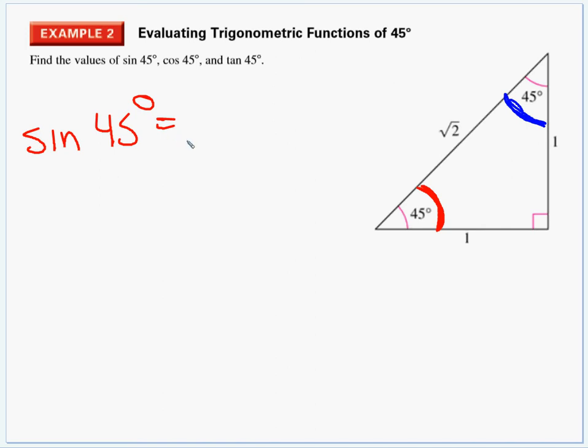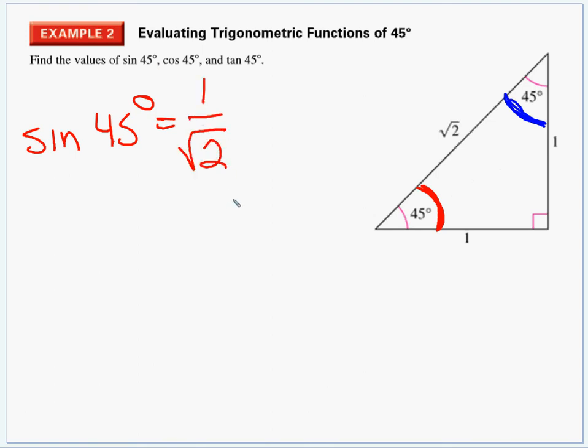Sine is opposite over hypotenuse. If we go from the blue angle here, opposite is 1, hypotenuse is √2, and that's the same if we go from the red 45-degree angle. Opposite is 1, hypotenuse is √2. So this is 1 over √2.